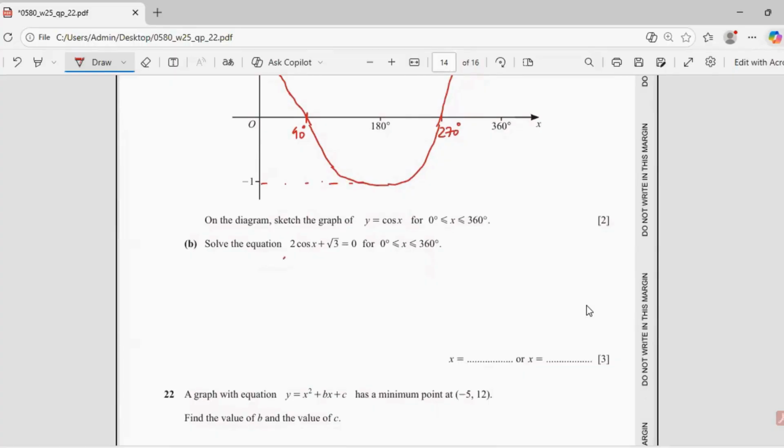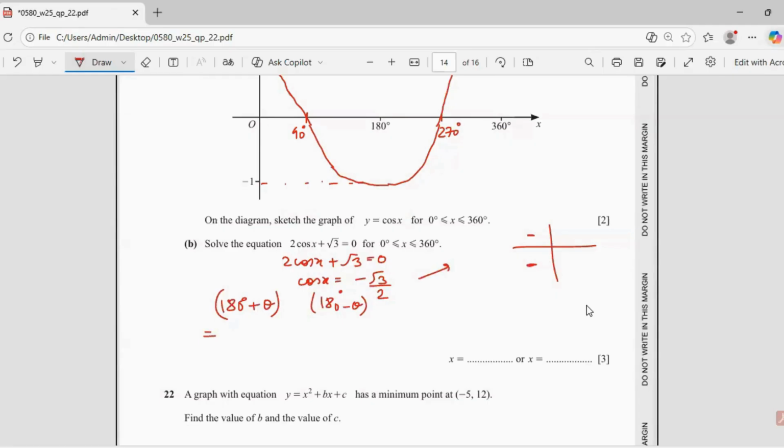Solve the equation. To solve the equation, we have 2 cos x plus root 3 equal to 0, which can be written as cos x equals minus root 3 by 2. Now, this shows that cos x is negative. Cos x is negative in the second and third quadrants. That means we have to take 180 plus theta and 180 minus theta into consideration. This is minus root 3 by 2.